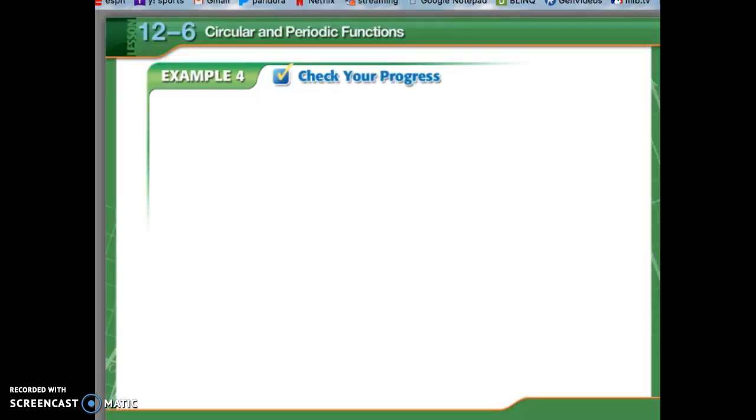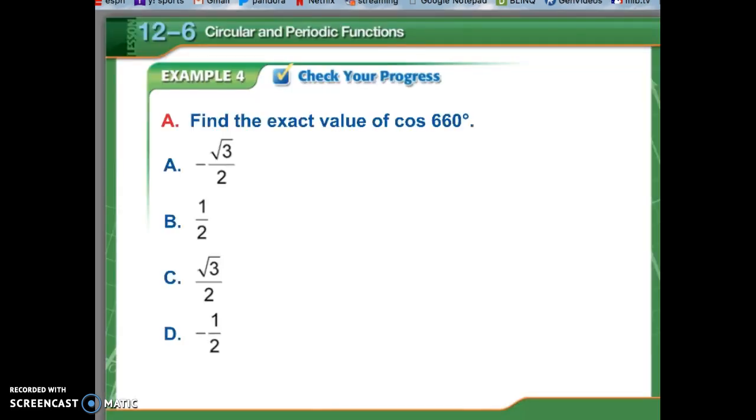Okay, lastly, we're going to look at a check your progress problem for example 4. We're finding the cosine of 660 degrees. Go ahead and pause the video, work it out, and then we'll see the answer on the next slide. And our answer this time is 1/2. Cosine 660 is the same as the cosine of 300 degrees. And the cosine of 300 is 1/2.